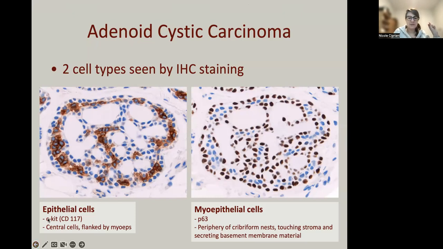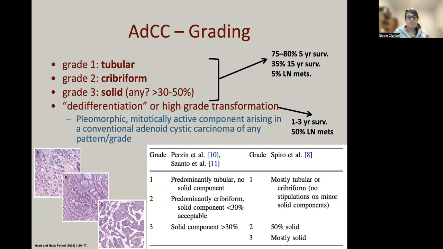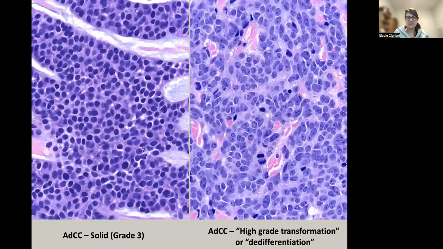Epithelial cells stain for c-KIT in the cytoplasm, myoepithelial cells stain for P63 in the nucleus, and you can sort of see this epithelial-myoepithelial sandwich packing structure. I have already mentioned tubular, cribriform, solid may portend some growth prognostic differences. However, the worst thing that adenoid cystic can do is de-differentiate or transform to a very high-grade tumor with increased metastasis and decreased survival.